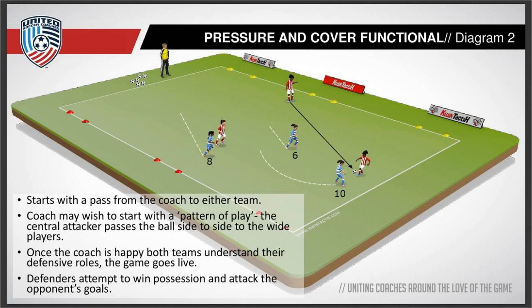Ian, what we notice here is the number 6 has actually been drawn forward in the initial diagram to play against the deepest player on the red team. When we go back to the principles, we always saw the 6 playing deeper. Can you speak a little bit about what would happen in a situation where the 6 is drawn forward? What would you expect the 8 and 10 to do?